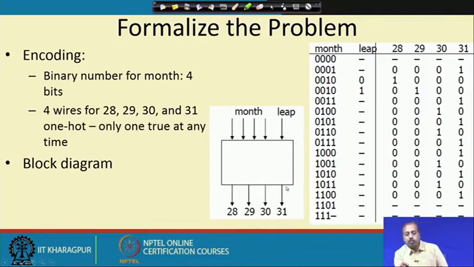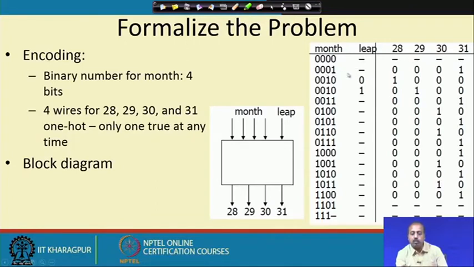If we look into the truth table, the month is 4 bit. Our month will start with January, so we are assuming that we will be entering 1. So, 0000 is never given as month, so I do not care about the output. For 0000, whatever the leap year value, the output need not be considered. So, that is do not care.